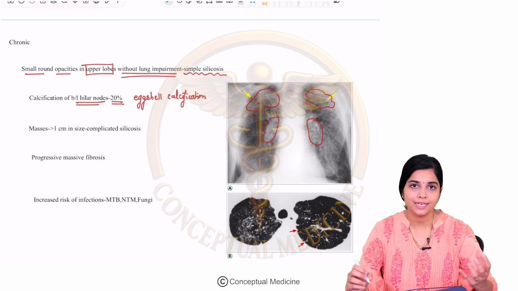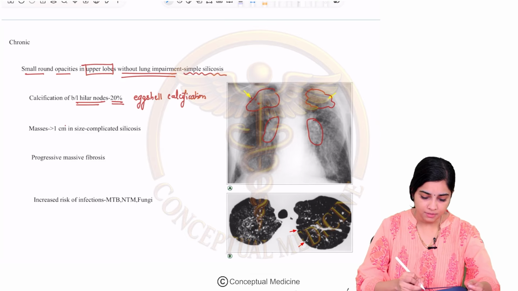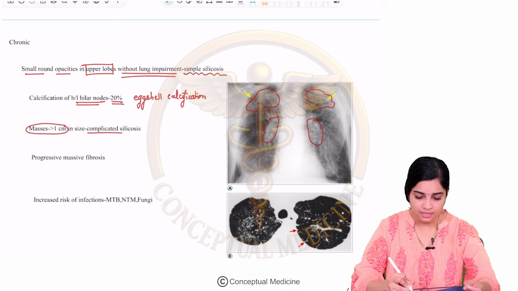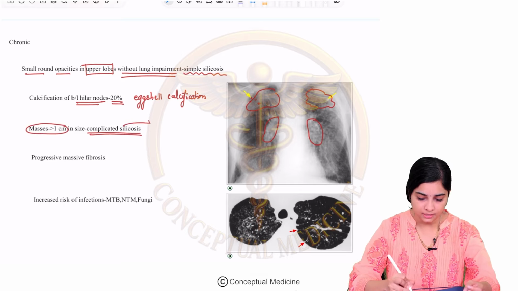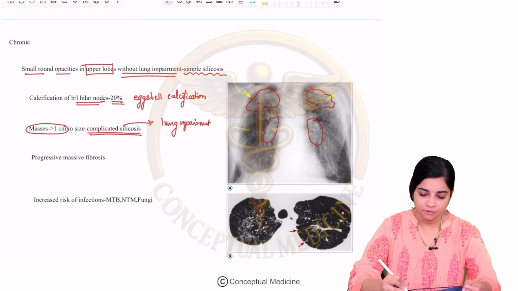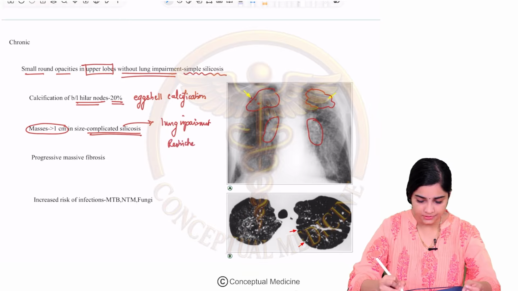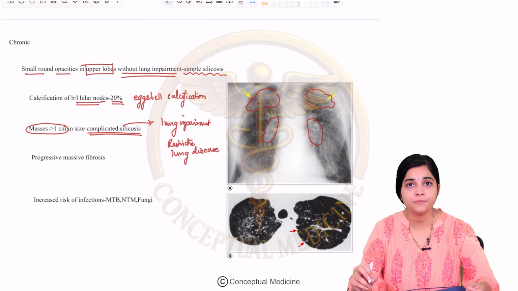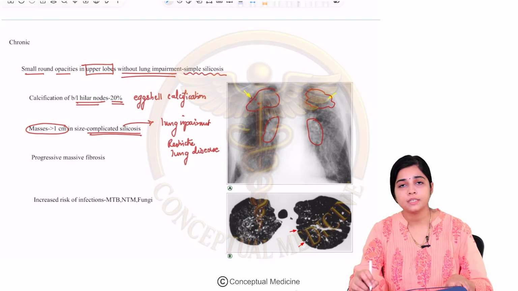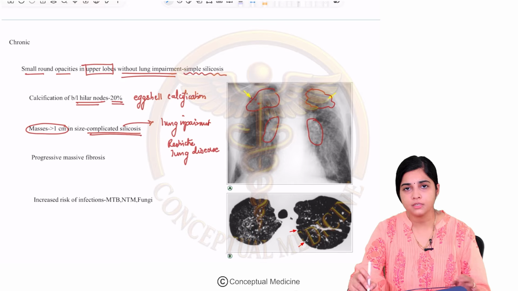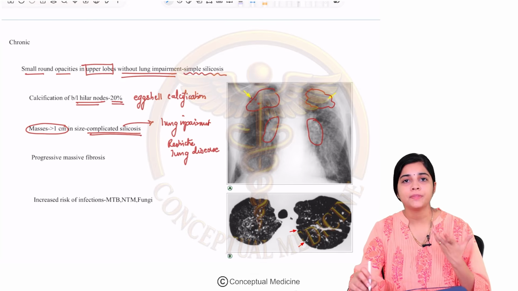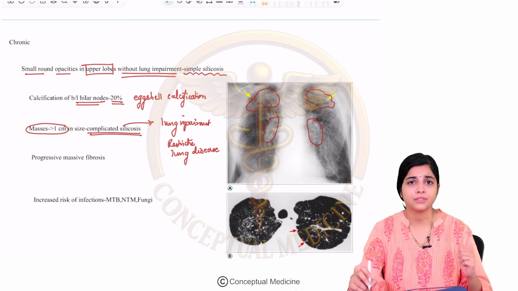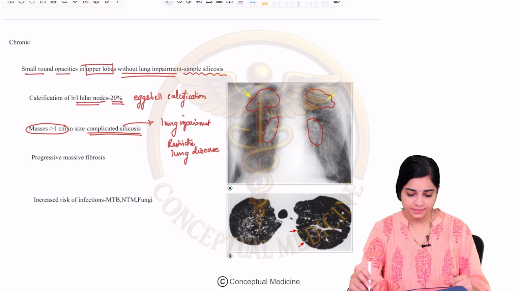Now, over the course of time, these nodules can conglomerate and result in masses larger than 1 centimeter in size, resulting in complicated silicosis, and here you do have lung impairment. So you can have development of a restrictive lung disease. Initially you have small opacities in the form of nodules. This is simple silicosis. As it progresses, they conglomerate to form huge masses more than 1 centimeter in size with lung impairment, and this is called complicated silicosis.